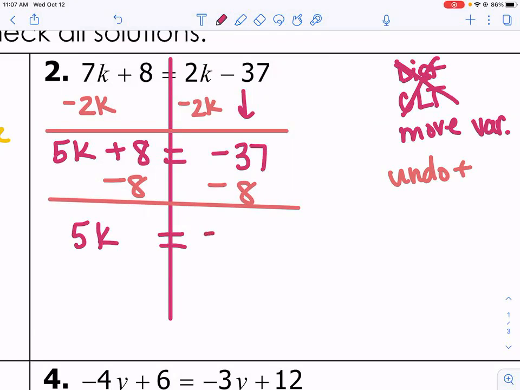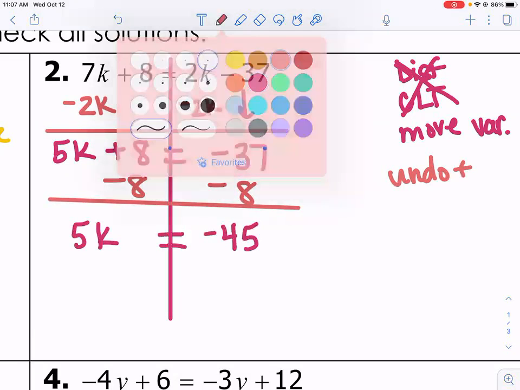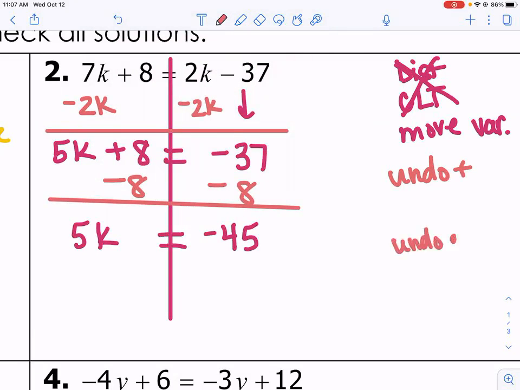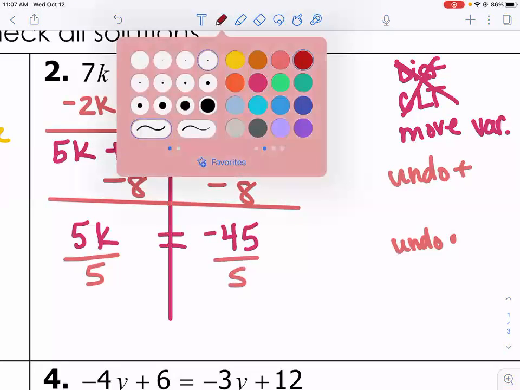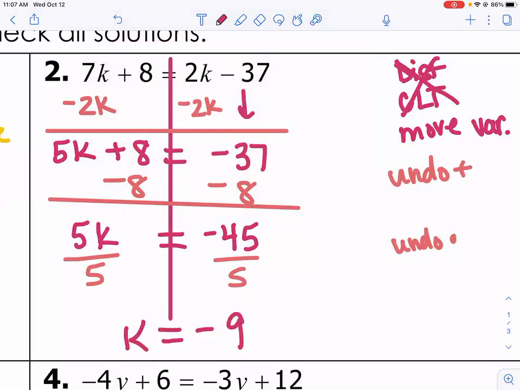Okay, Ryan is telling me negative 45. Can I get at least 2 people to for sure agree that negative 37 minus 8 is a negative 45? Bronson says yes. Yes, yes. Okay, I hear more than 3 yeses. So we're feeling okay about that. All right. Now, last step, we need to undo that multiplication and divide that 5 over. You said negative 9? Yeah.